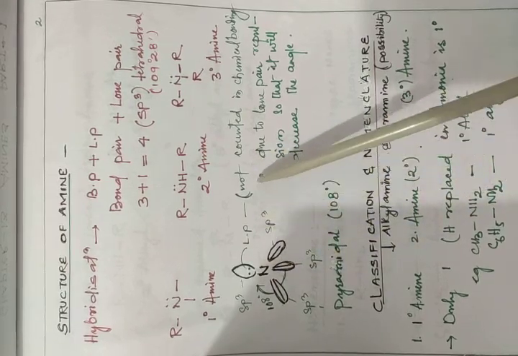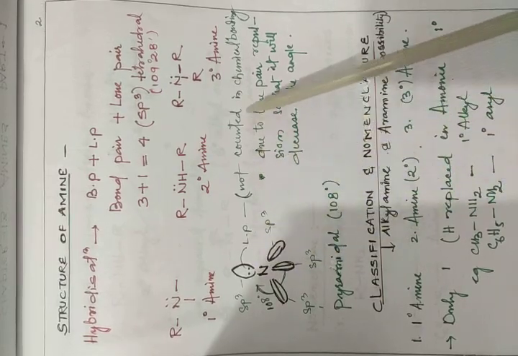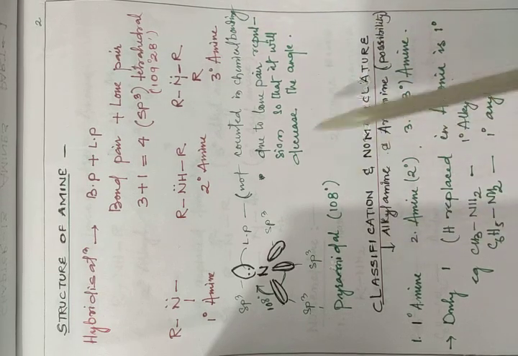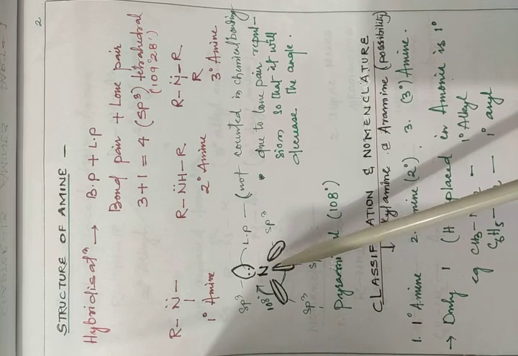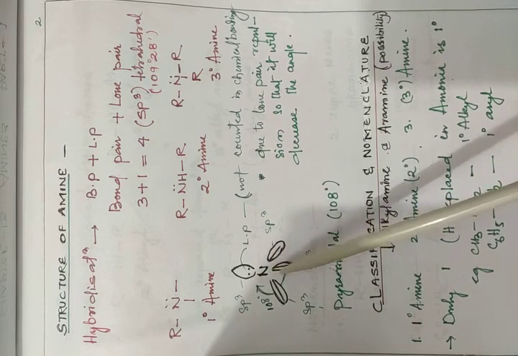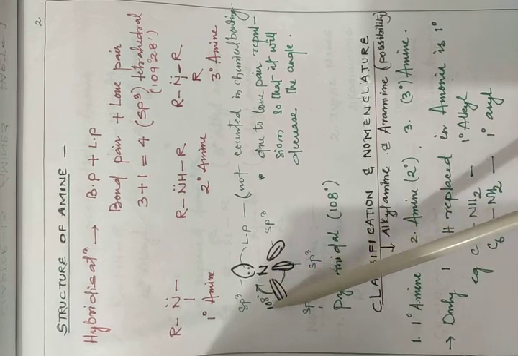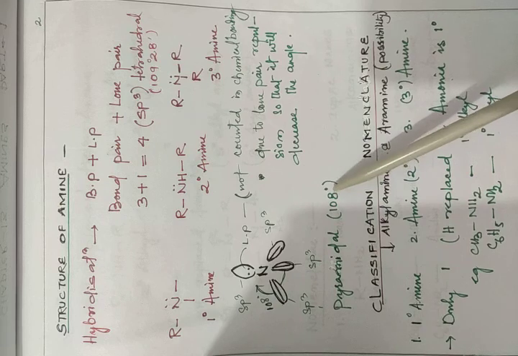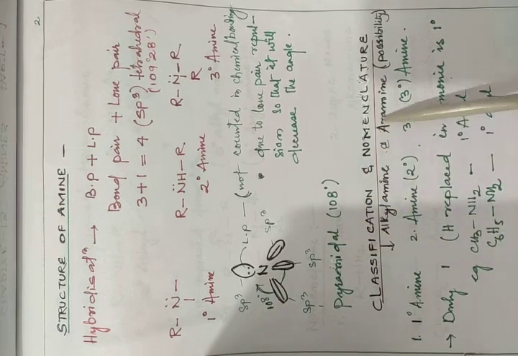And this lone pair, we already know, is not counted in chemical bonding. Due to the lone pair, the repulsion will decrease the angle. So the angle is 108 degree only. If it is 108 degree, that means pyramidal only. Now the next is classification and nomenclature.